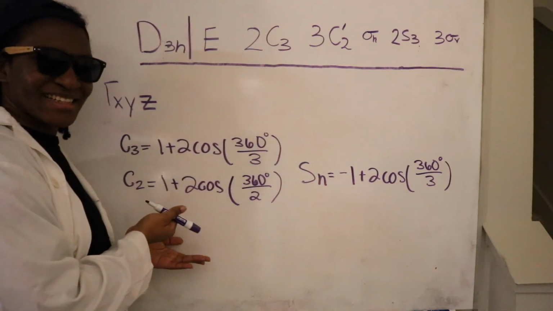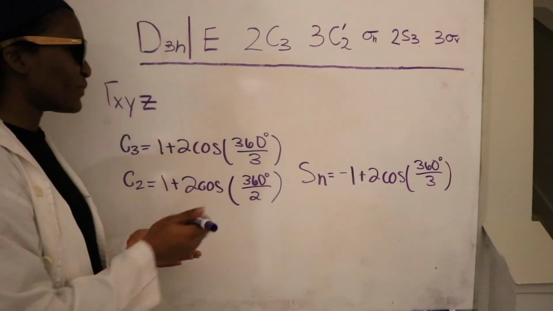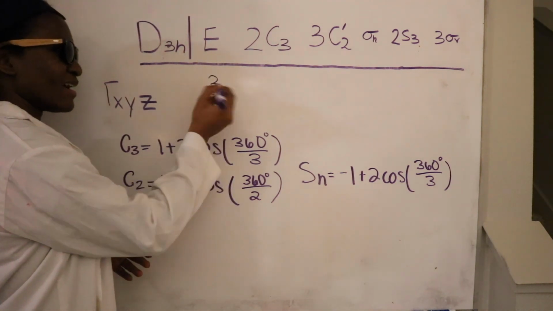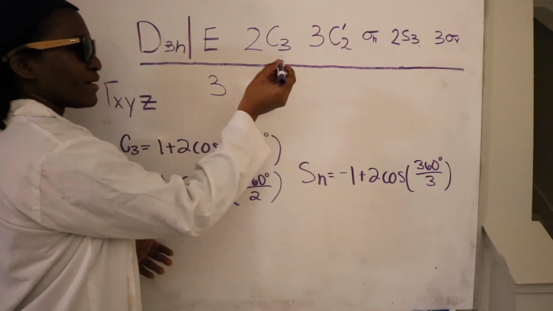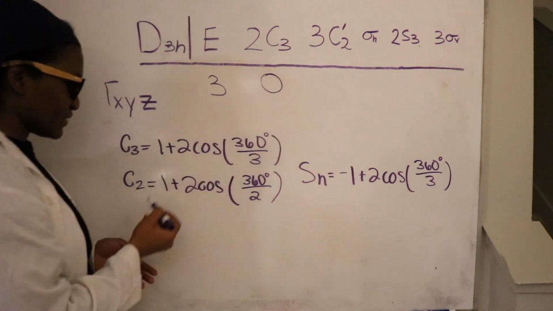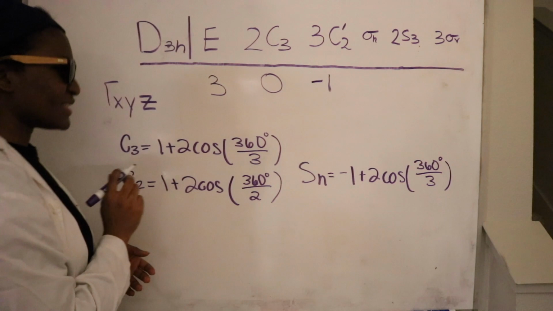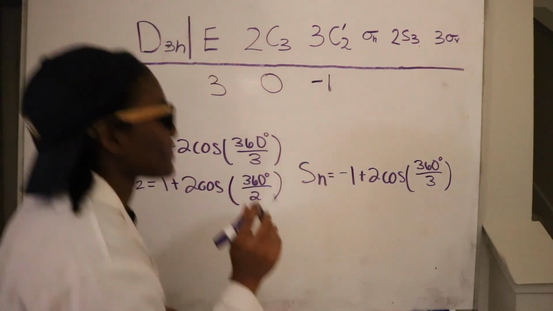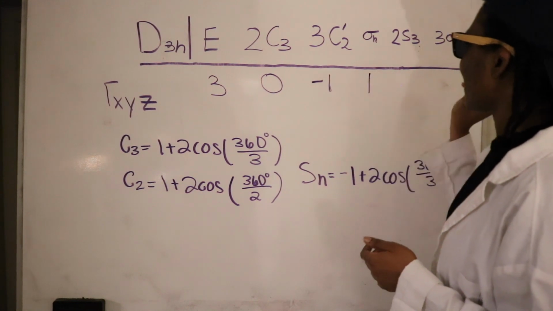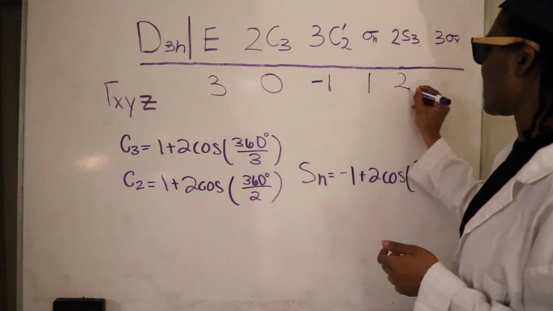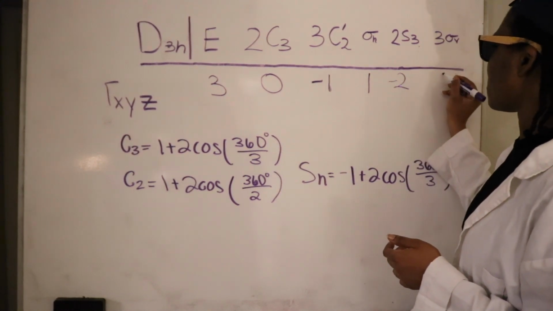Basically, using the key steps and tips from step 2, we know that E is 3, and for C3 it would be 0, and for C2 using this formula it would be negative 1, and then we know that this right here is 1, and this will be 2, negative 2, and this is 1.